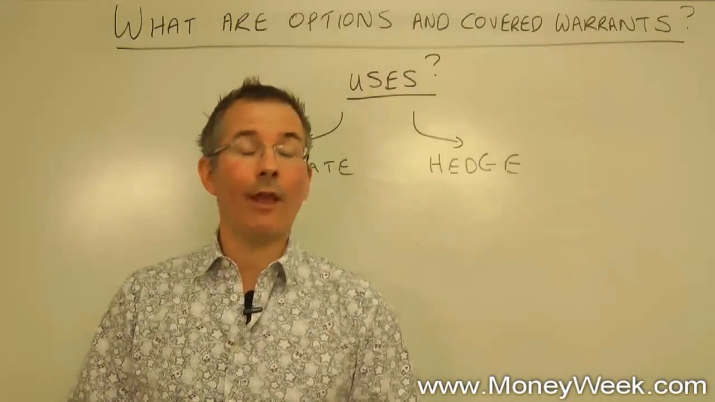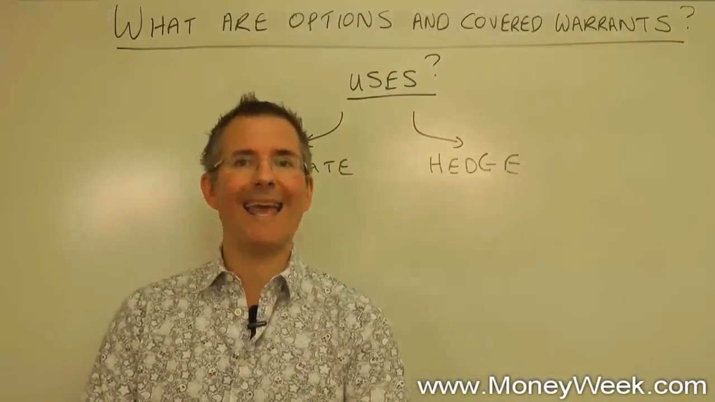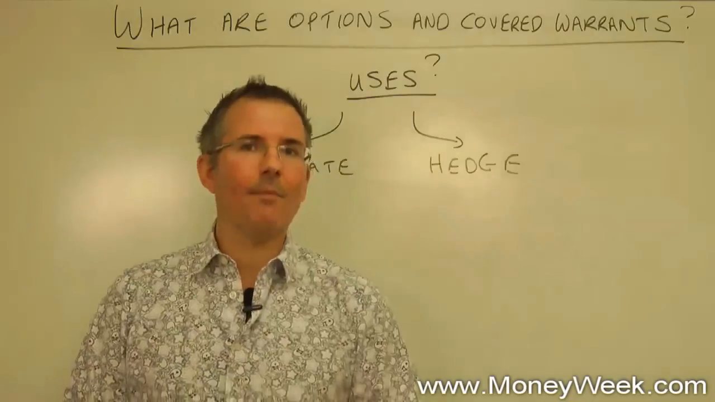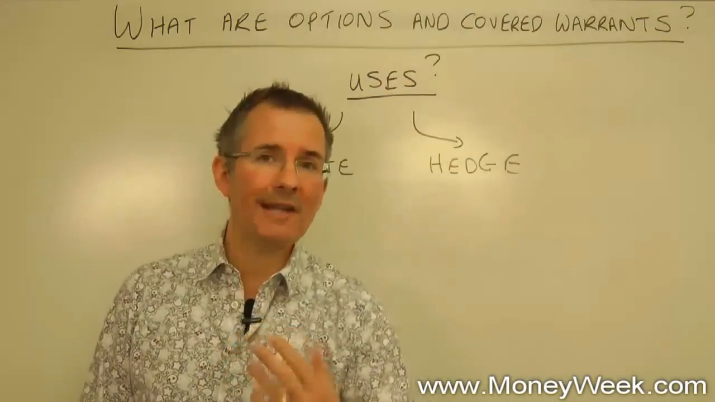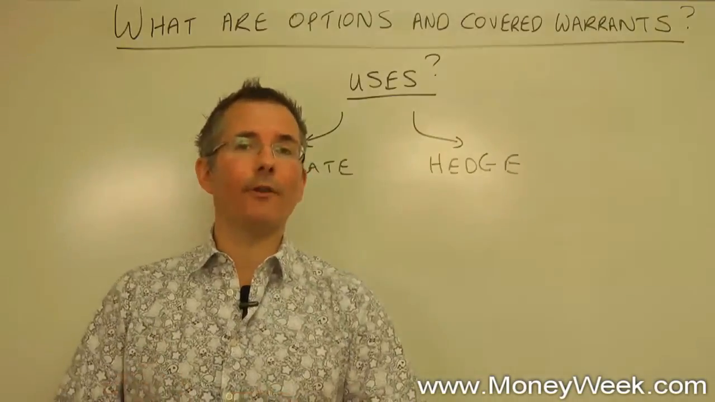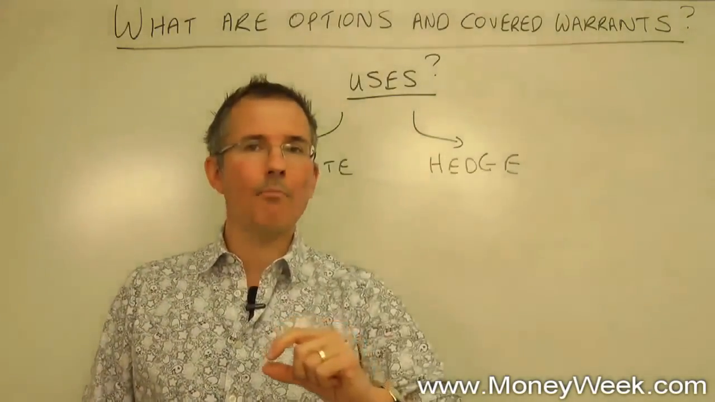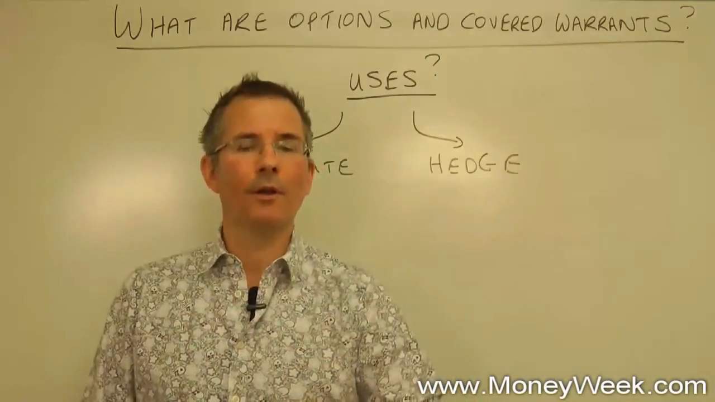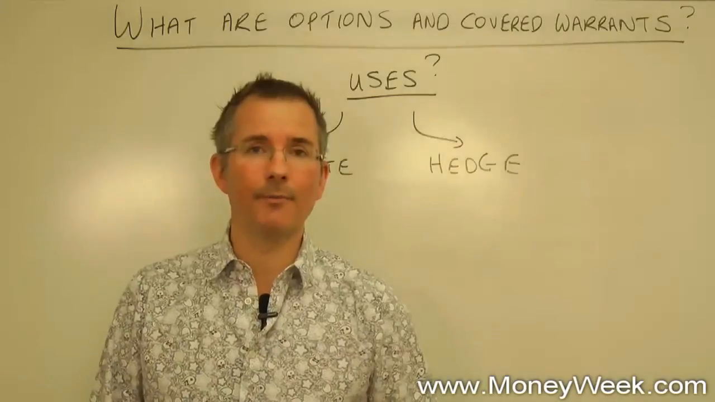Obvious answer, sell all my shares, or wait for the market to fall and buy them all back again. But actually that can be a bit of a hassle, it's expensive, it takes time, and it might even trigger a tax bill. So another possibility would be to hang on to your shares, and if you're worried about the market falling, buy yourself a put option or a put covered warrant. And I'll explain that language in just a moment.